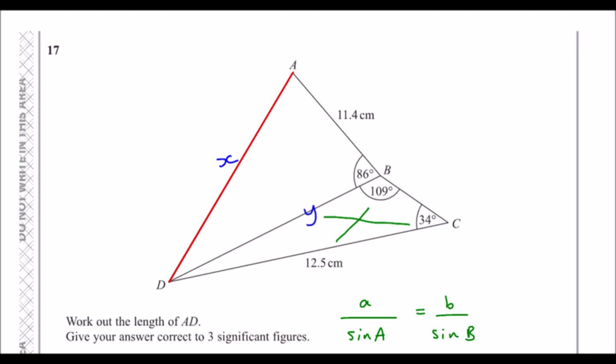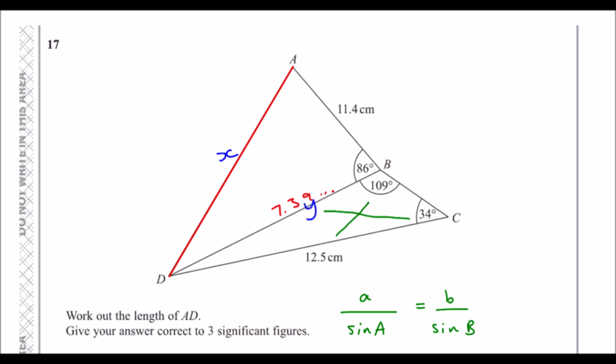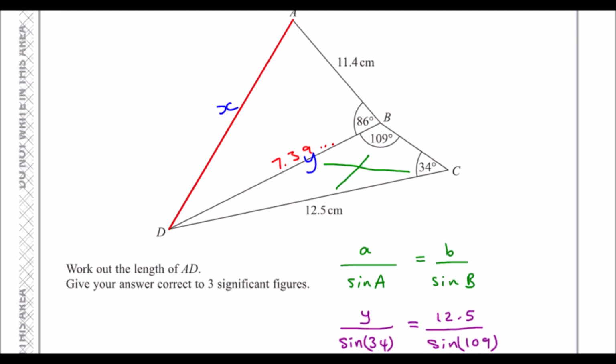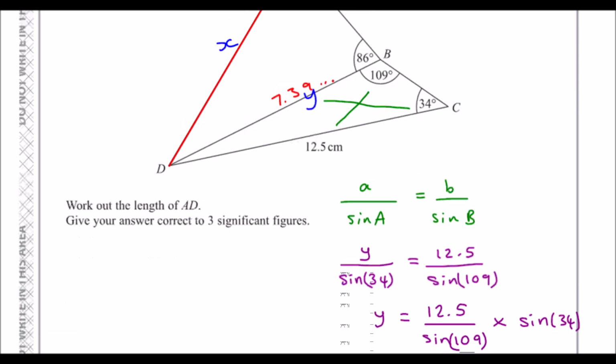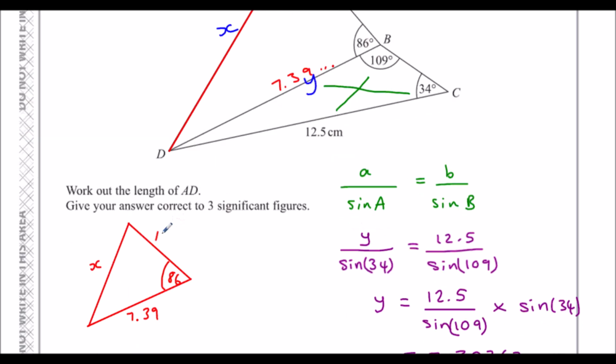So I can label that 7.39 dot dot dot. I'm going to keep the whole number in the calculator so I get a more accurate answer. And now I'm going to move on to the second triangle. So I've got x, 86, my 7.39, which I've got in the calculator, and 11.4.